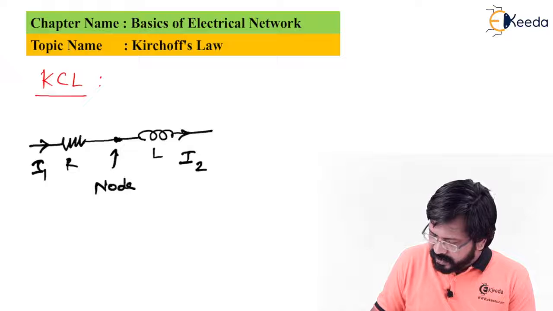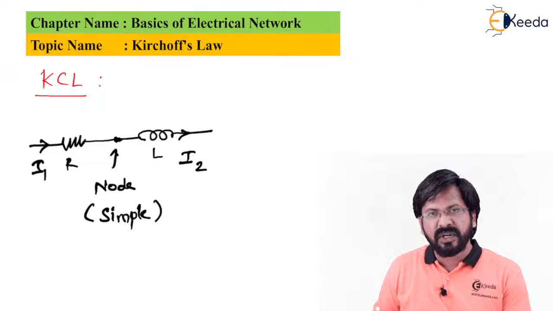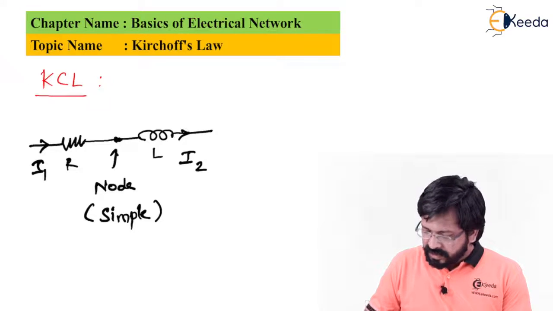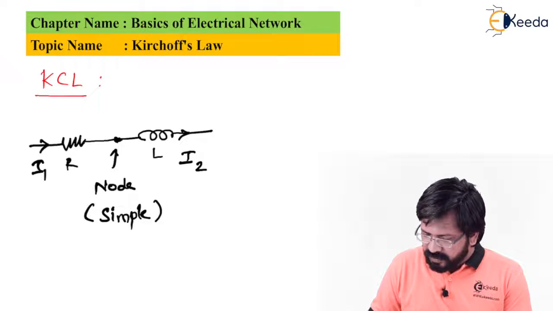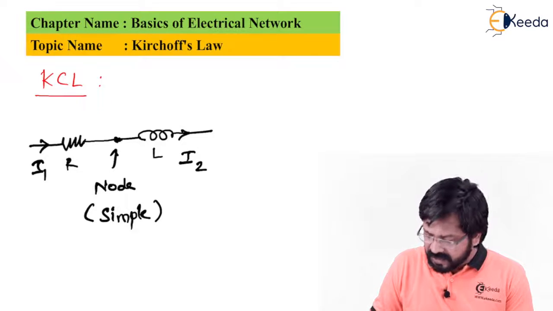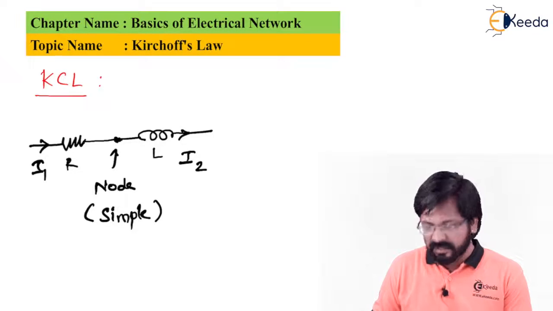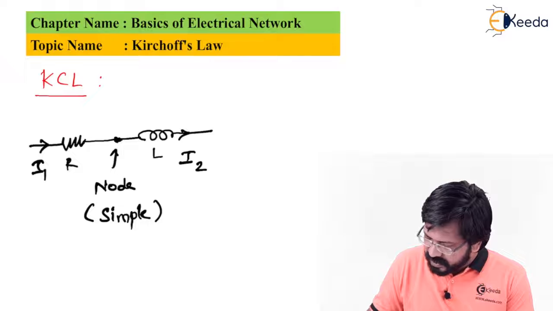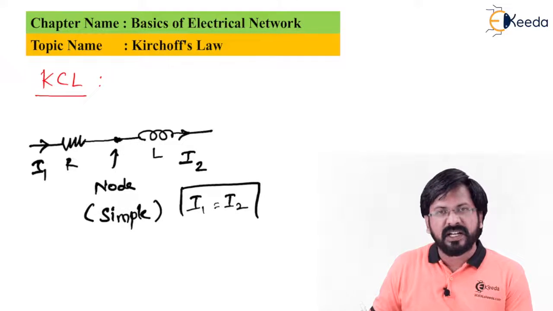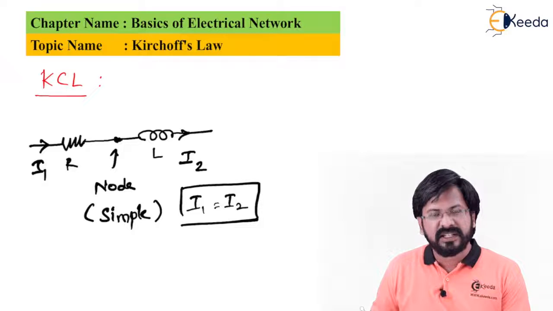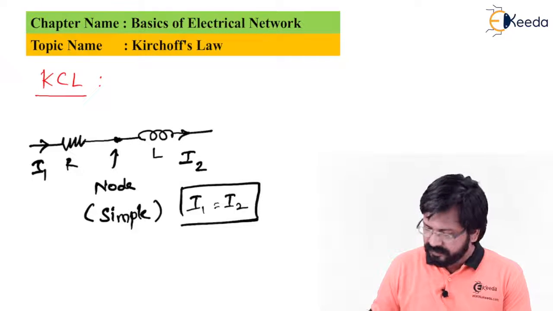This node is defined as a simple node. The meaning of simple node is a node where current doesn't get divided. So in this case, whatever incoming current is there, the same current is going out as I2. So I1 equals I2. And in this node, the current is not getting divided, and that is the reason why it is called a simple node.